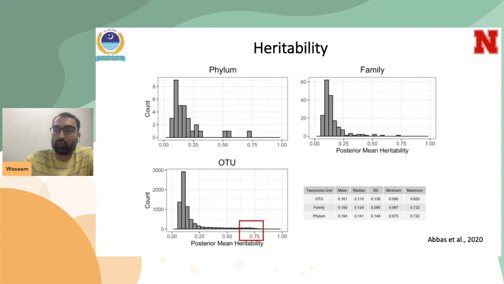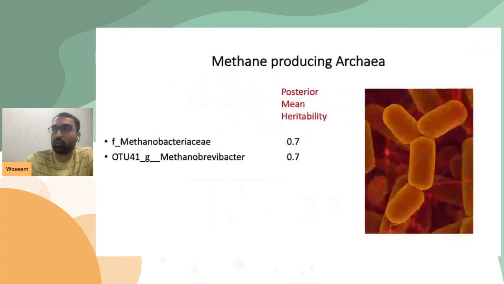When we looked at all these heritability data, at the phyla, family, and OTU level, we have some members of the human microbiome with very high heritability. Due to the little time we have, I will focus on one example, for example, this methane producing archaea.